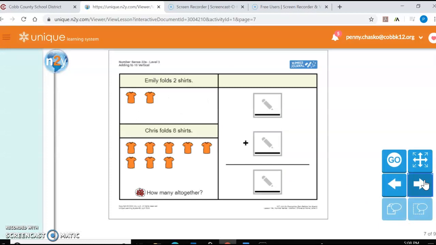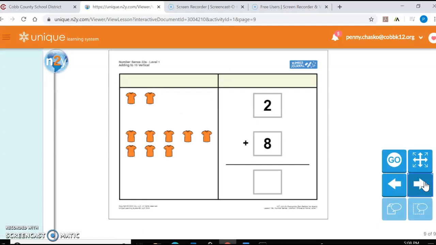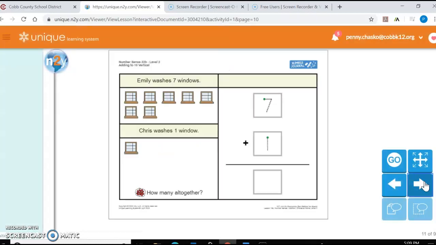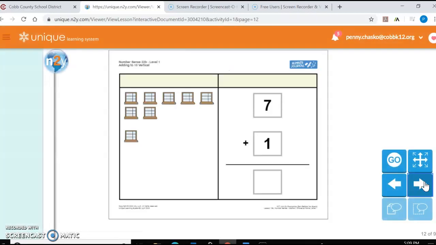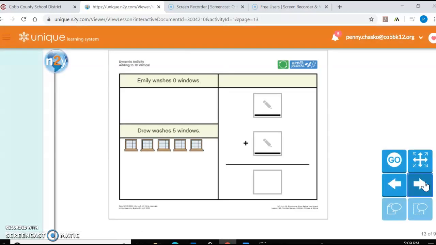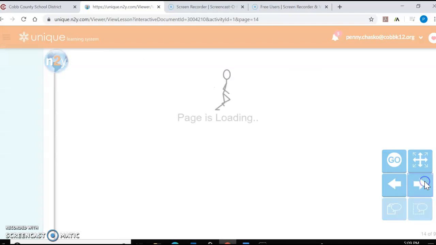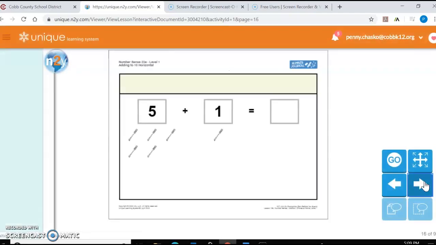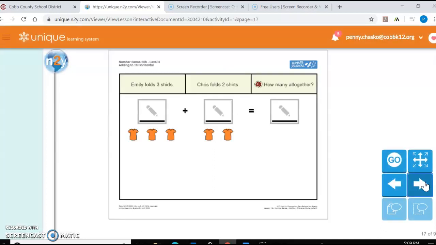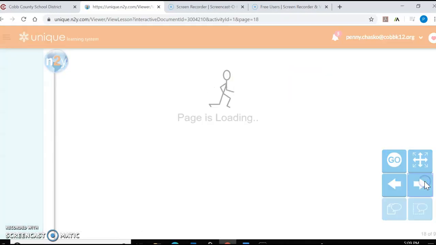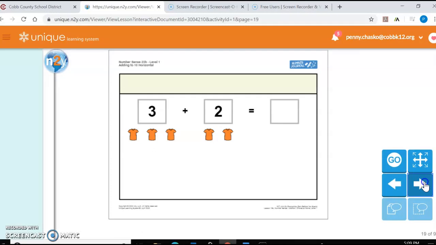Okay, so now what I want you to do is log into ULS and finish the remaining problems. So this would be problem 1. I think. Problem 2. And problem 3, this time it's horizontal. The first couple of problems were vertically aligned and this one is horizontal. There's one more, 3 plus 2.